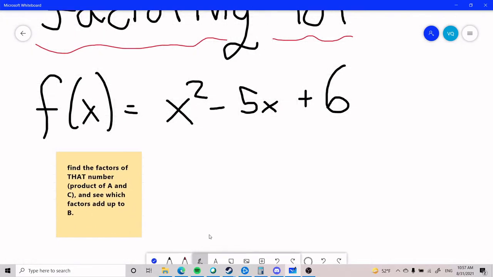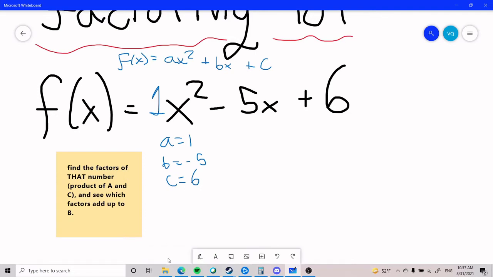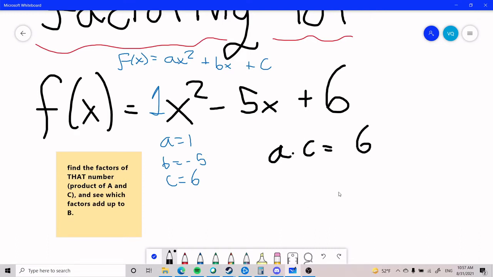So let's see it in action. Remember that in a quadratic function, we always have the form of f of x being ax squared plus bx plus c. And so in this scenario, we can see that a has to be 1 because there is a 1 times x squared over here. B has to be negative 5 because it's that number right there. And c has to be 6. All right? So now we do a times c, right? A times c is going to give me conveniently 6. And now we find the factors of 6 that add up to negative 5. And so copying what we had earlier, we had 1 times 6, 2 times 3, 3 times 2, and 6 times 1.